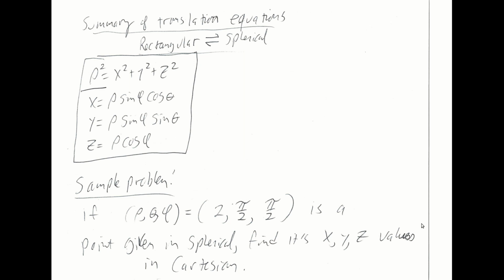So summarizing these translational equations, moving back and forth between rectangular and spherical, we have rho squared equal to x squared plus y squared plus z squared. We have x equal to rho sine phi cosine theta, and we have y equal to rho sine phi sine theta. And finally, z is rho cosine of phi.